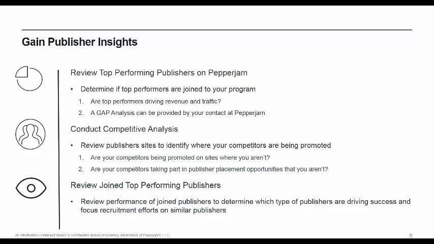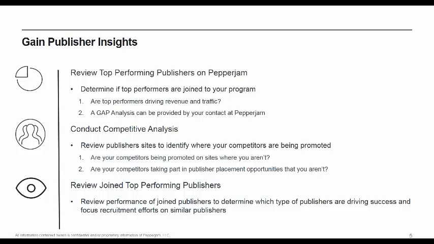So secondly here, you'll also want to conduct a competitive analysis, and a couple questions that you might want to ask when you're performing this would be, are your competitors being promoted on sites where you aren't? And are your competitors taking part in publisher placement opportunities that you aren't? And this can be achieved by simply visiting various publisher sites to identify where your publishers are being promoted, or by searching your competitor in a search engine like Google to see which publishers pop up first.